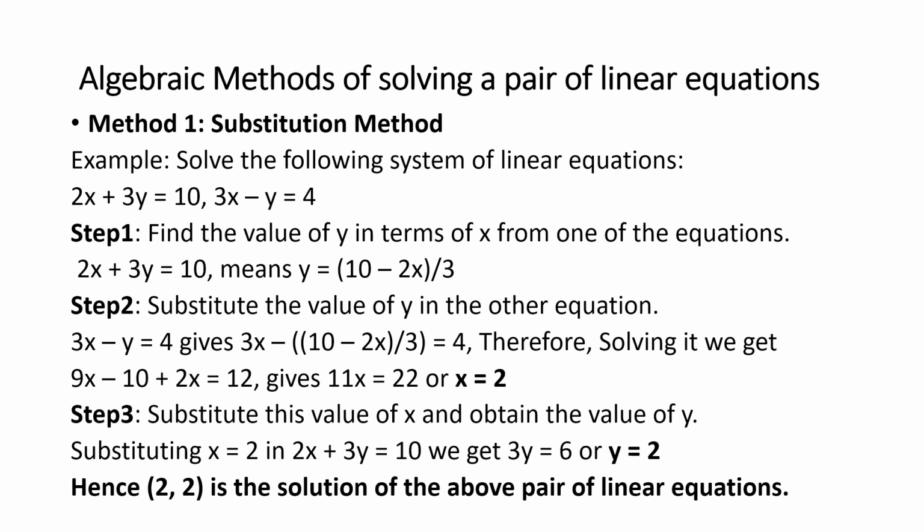Now since we have obtained x, we just have to substitute the value of this x and obtain the value of y in any one of the original equations. We substitute x is equal to 2 in 2x plus 3y is equal to 10, and hence we get y is equal to 2. So here x is equal to 2, y is equal to 2. This is the solution of the above pair of linear equations. Since we substitute the value, it is called the substitution method.